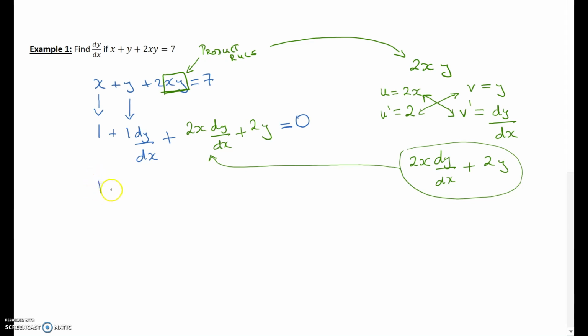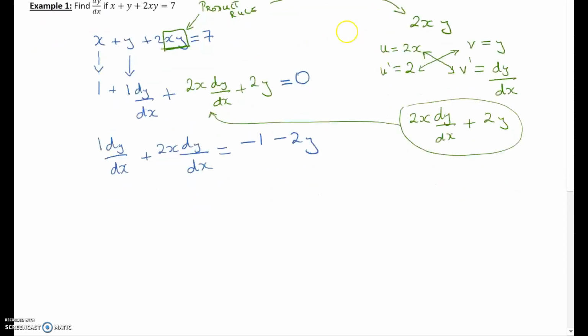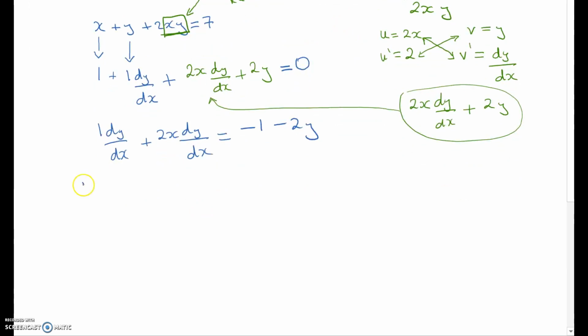So we're going to get 1 dy/dx plus 2x dy/dx. Okay, that's all the dy/dx's. So move everything else across. You had 0 there already, that doesn't matter. Move the 1 across and the 2y across. So we have 1 dy/dx plus 2x dy/dx equals minus 1 minus 2y. Now let's factor out dy/dx. If you factor that out, you get (1 plus 2x) dy/dx is equal to minus 1 minus 2y.